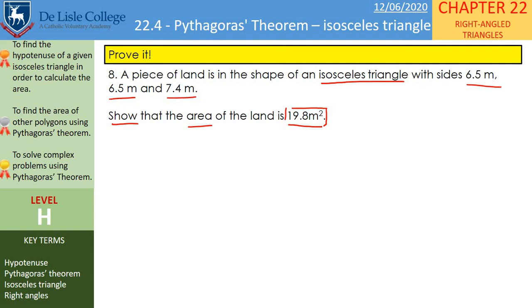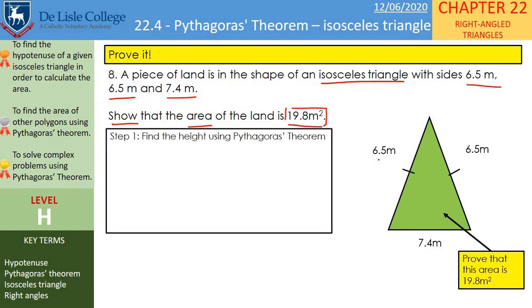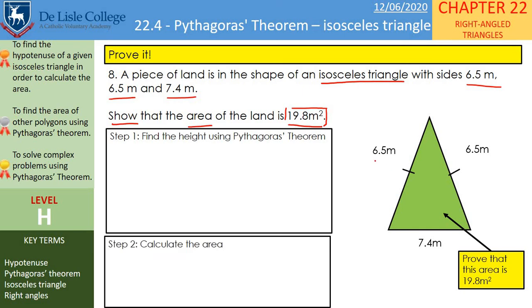So do the calculations. Let's draw our land that's in the shape of an isosceles triangle first. You're told what the sides are, so I've drawn it here. Prove that this area is 19.8 metres squared. So we find the height using Pythagoras, and then we calculate the area. So that's what we're trying to find, this here.